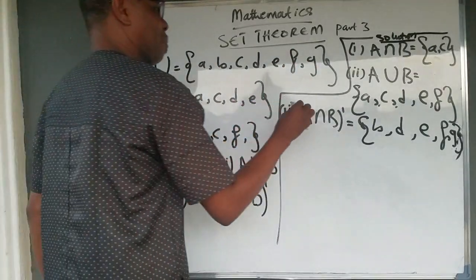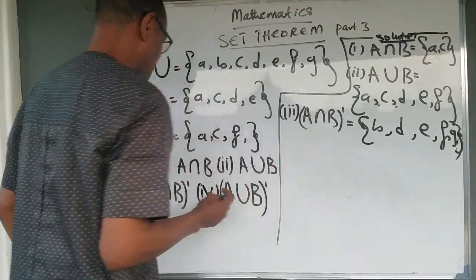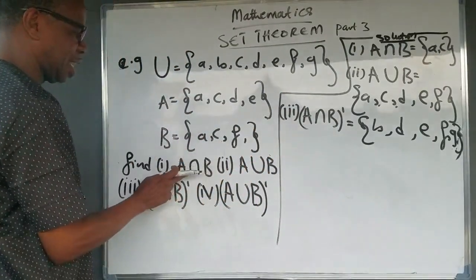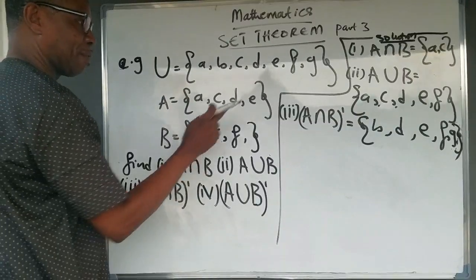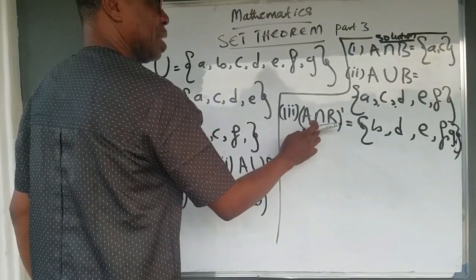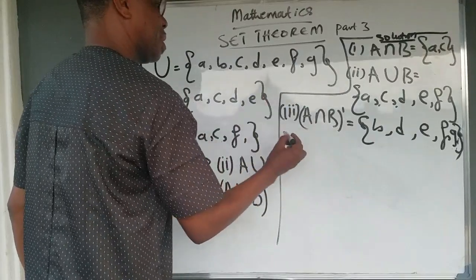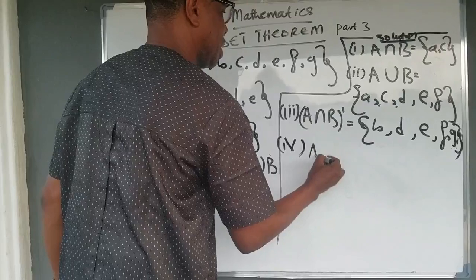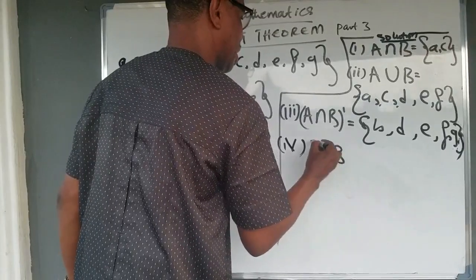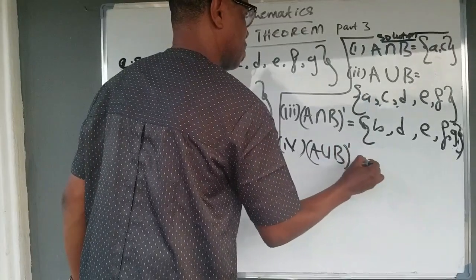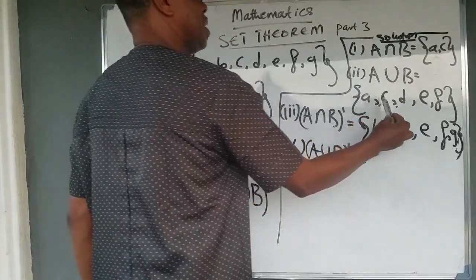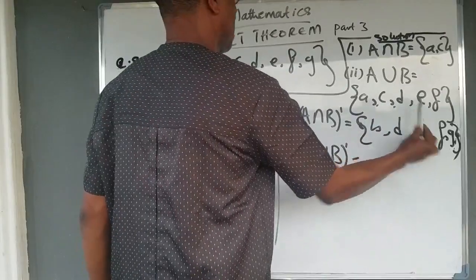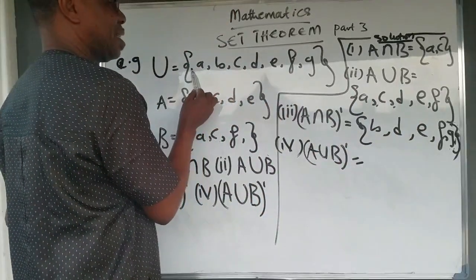Okay? So if you're given a question like this, before you can solve this, it's good for you to first of all get A intersection B before you can find the complement. It will be easier for you to do it like that. Okay? Then the third one is A union B complement. So go back to A union B, which is A, C, D, E, F. All those things that are in the universal set that are not in A union B.